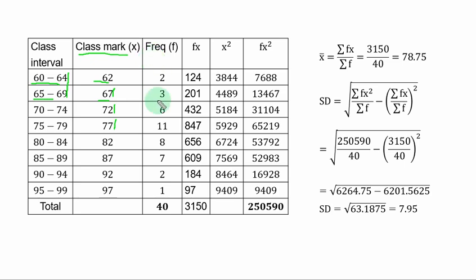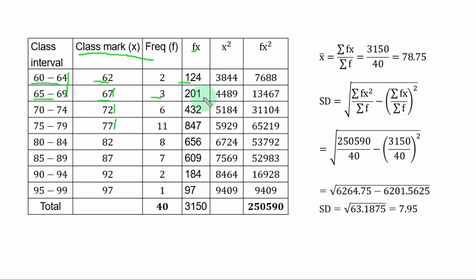You have the frequency column. To get the mean, you need to add Fs. That is the product of S and F. So you have 62 times 2, 124. 67 times 3, 201. 72 times 6, 432, and so on.